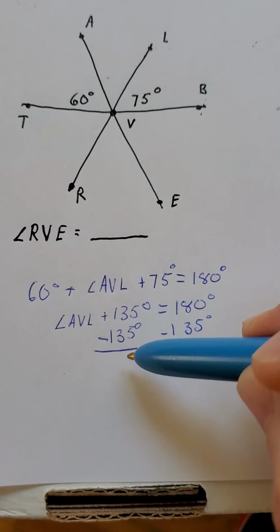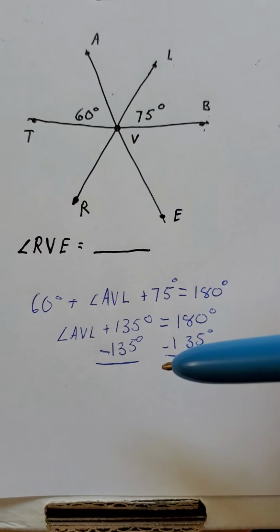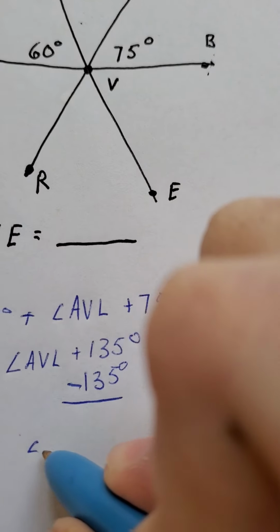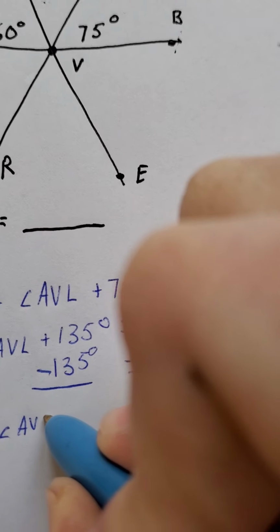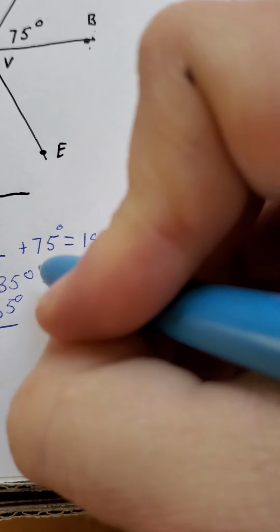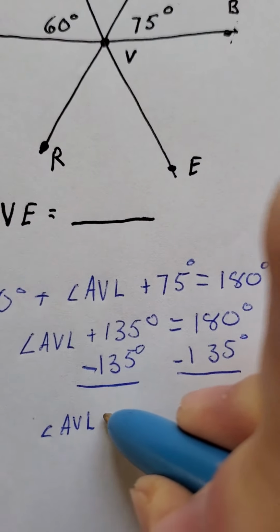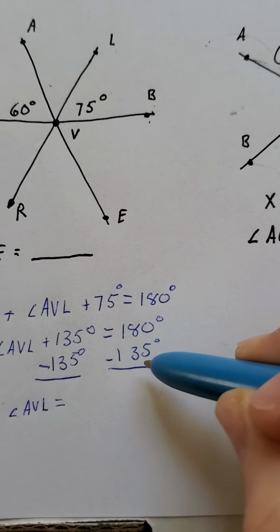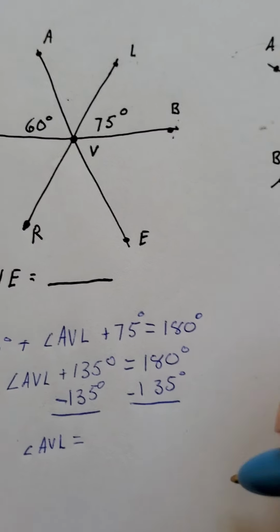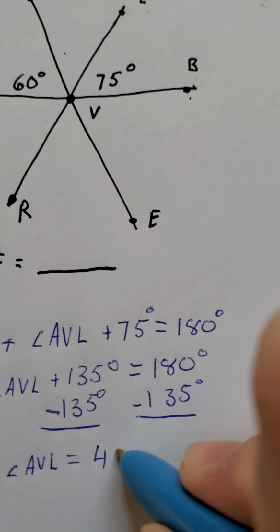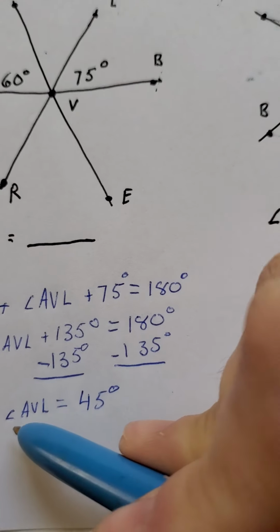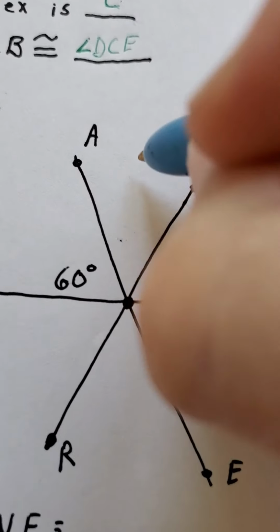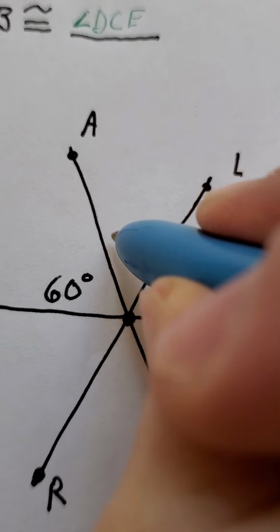Here, this just goes to 0. So all we have left is AVL on the left-hand side of the equation. So this is angle AVL. The equal sign just comes on down. Then on the right side, we have 180 minus 35, which is 45 degrees. So now we have angle AVL is equal to 45 degrees. So that goes here. The 45 degrees goes up here.